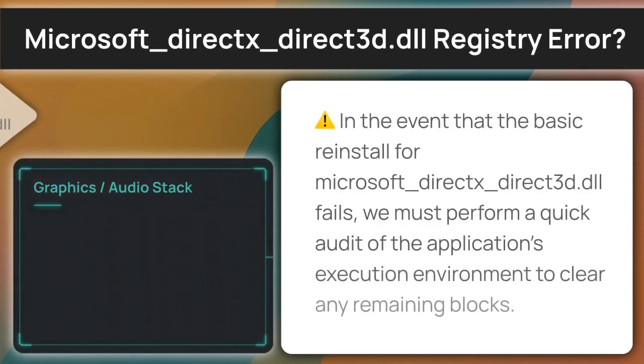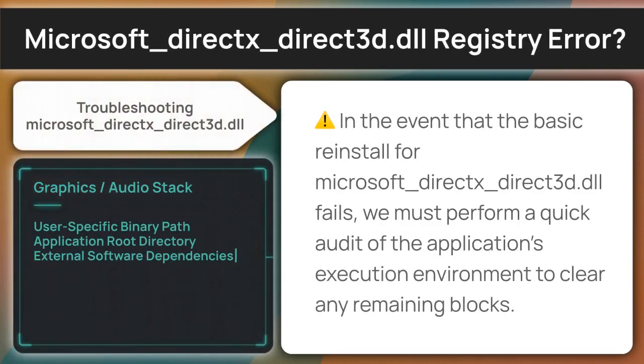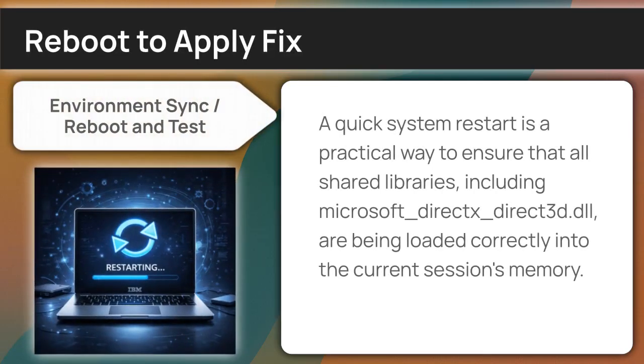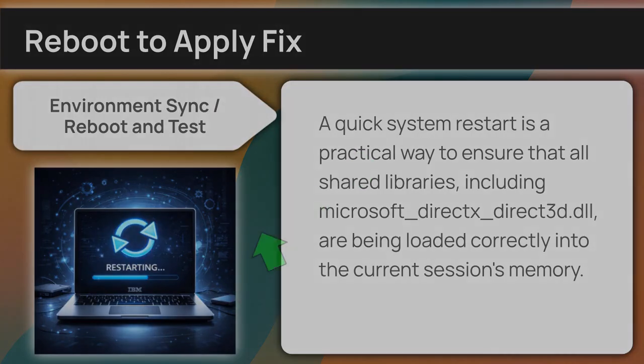When a standard software refresh isn't enough, we need to bypass the automated installers and look at manual system state resets. A quick reboot can determine if the error is transient. While it won't fix a deleted file, it can re-establish the connection between your software and the Microsoft DirectX Direct 3D module file if the path was temporarily busy.